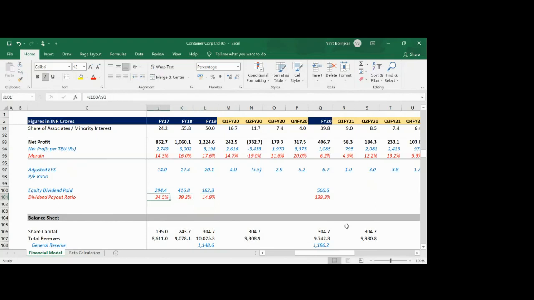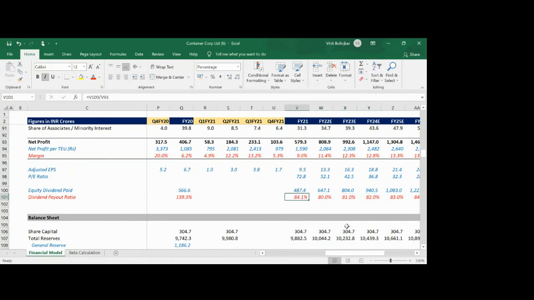Out here it's 35%. In FY20 it was 139%. They paid a special dividend to the government. And next year it was 487%, 84% dividend payout ratio.